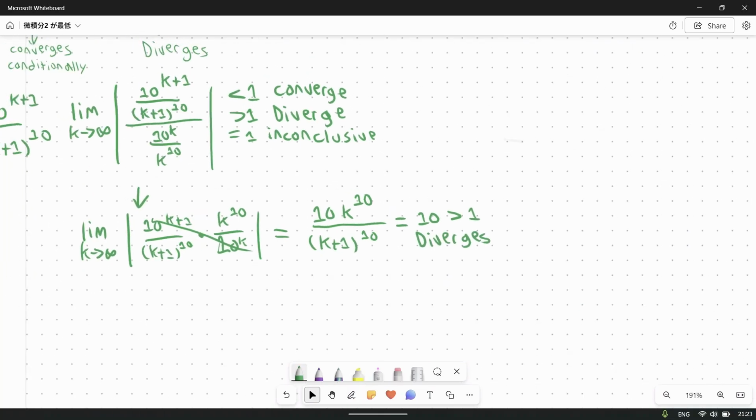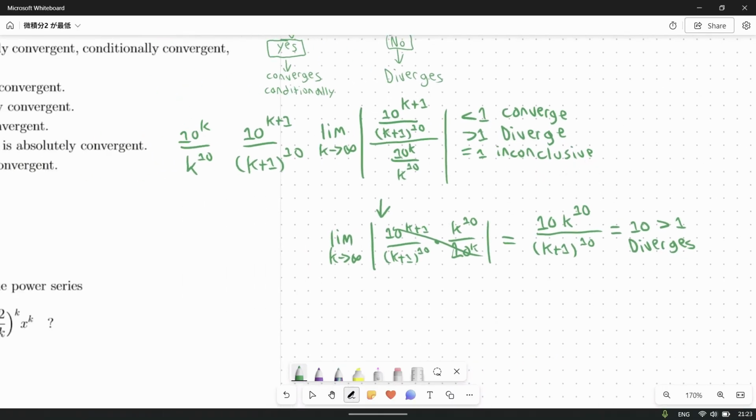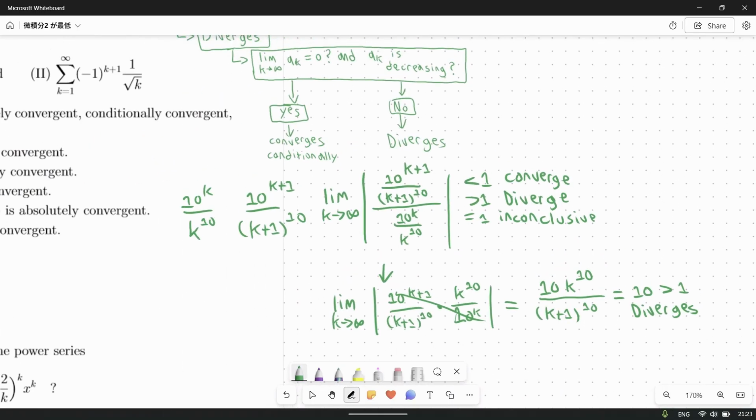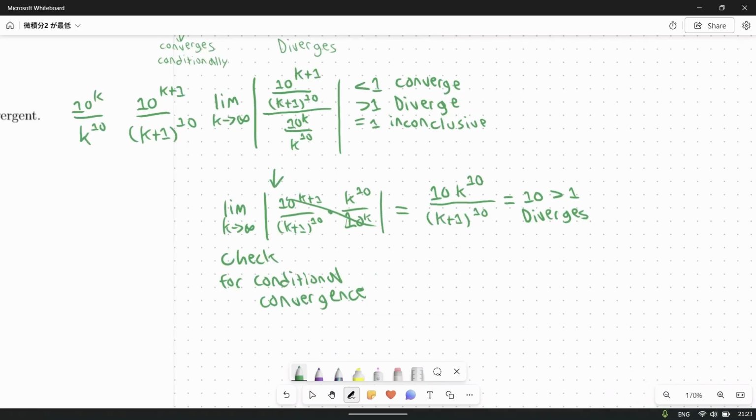And so as a result, we're going to have to check for conditional convergence as well. And so in order to do that, let's check the first condition. So we need to see if the limit of our series as k approaches infinity is equal to 0. And so for that, we just have to take the limit, I'll just write it here, check for conditional convergence. We can take the limit as k approaches infinity of 10 to the k over k to the 10th power.